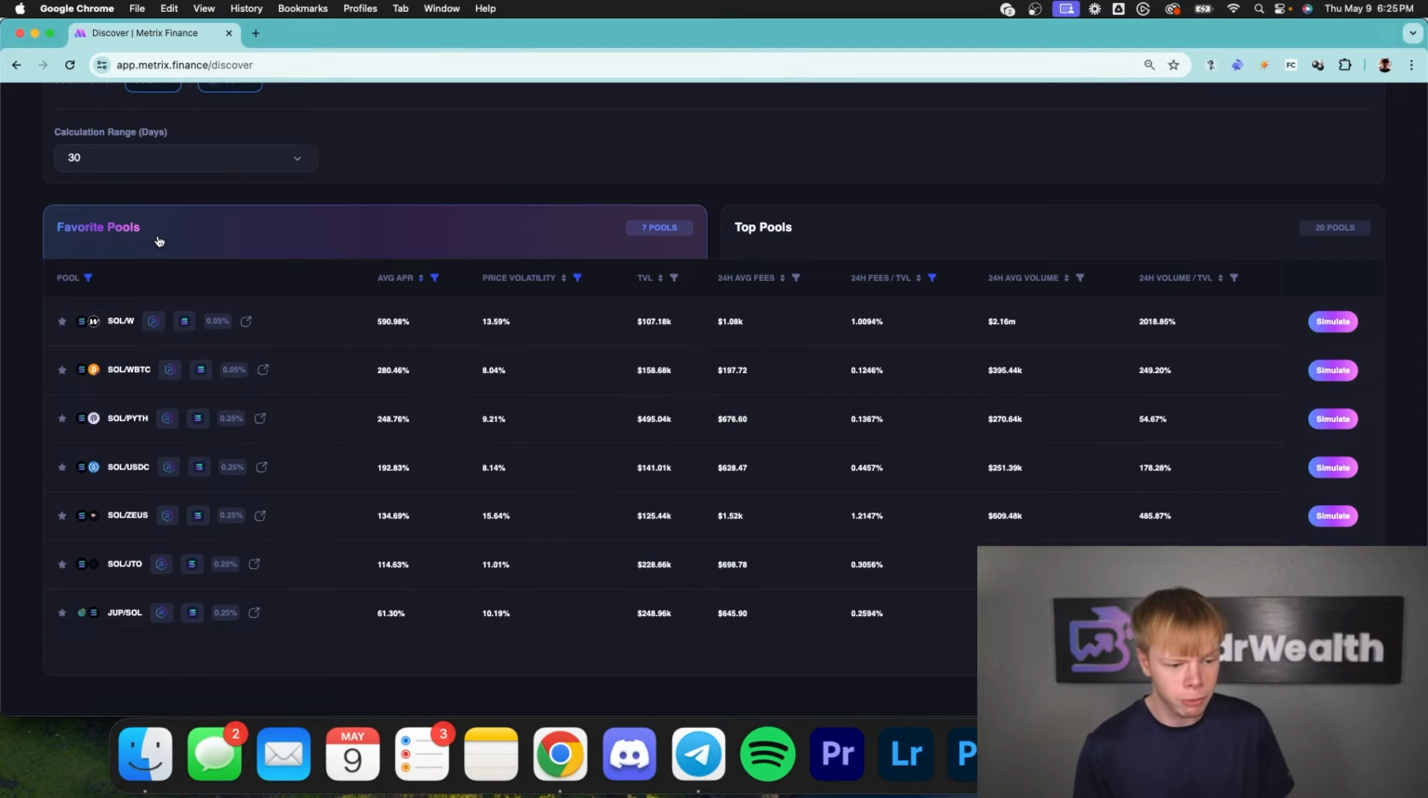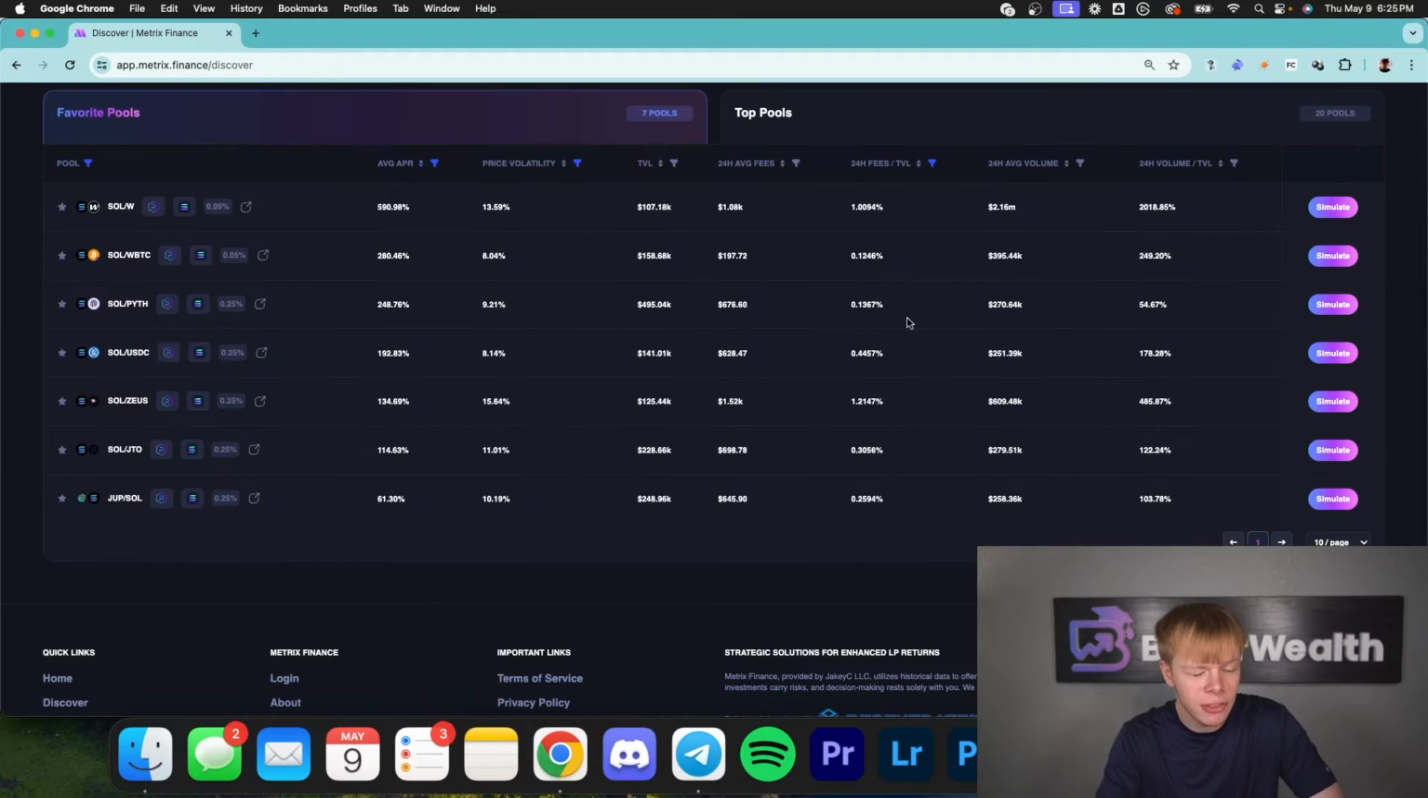And now I can head over to favorited pools, and I only have 7 to look through. And I have 7 to do a deep dive into and actually start to simulate. And off the bat, I see 2 different things. Number one, I see this SOL to W pool has a 1% fee to TVL ratio. That means that the fees make up about 1% of the overall TVL. And in this scenario, the TVL is roughly $100,000.